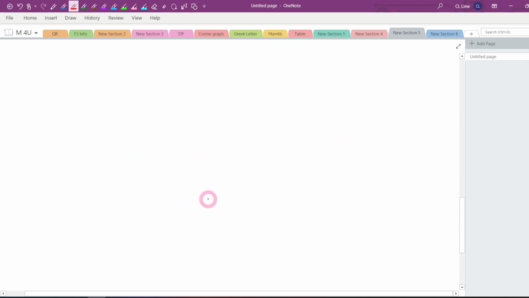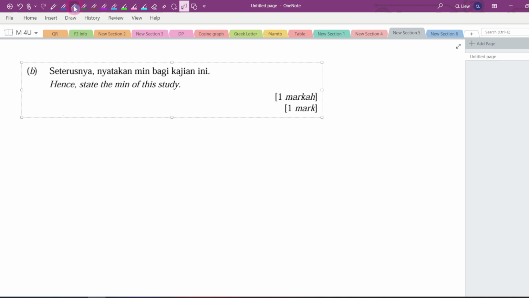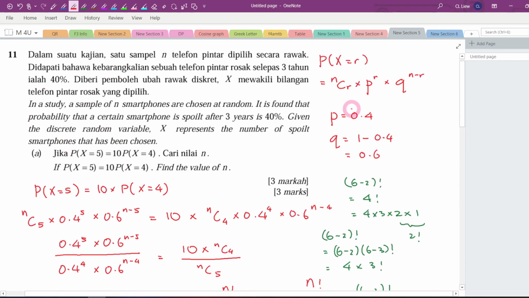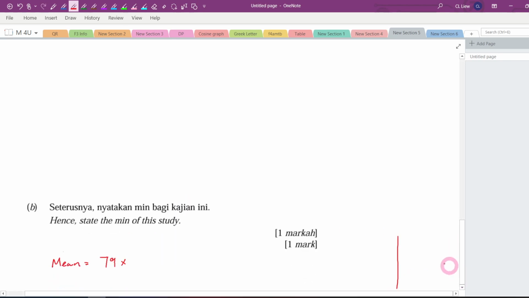Now let's go to the second part. Hence state the mean of this study. So mean, what is the formula? np, right? So the n we got just now is 79. And p is 0.4. So what I'm going to do, just plug in all the values and then press the calculator. 79 times 0.4 is equal to 31.6.